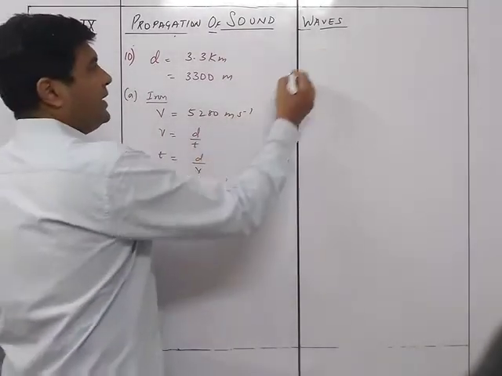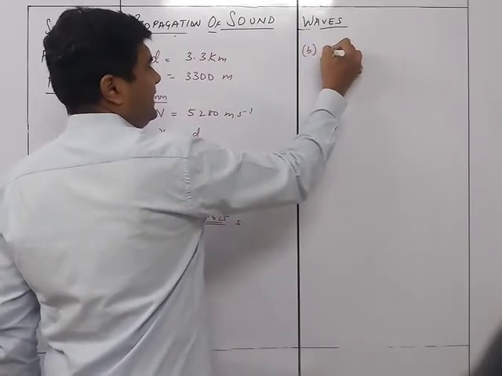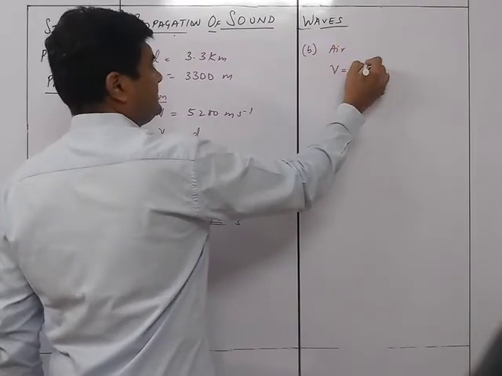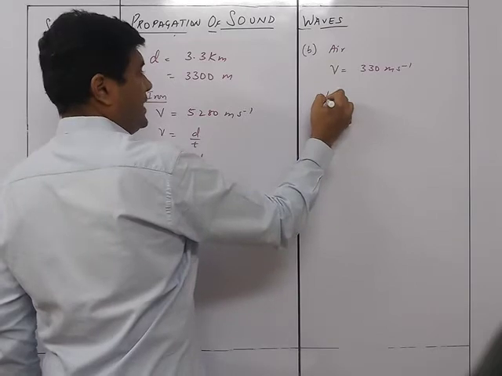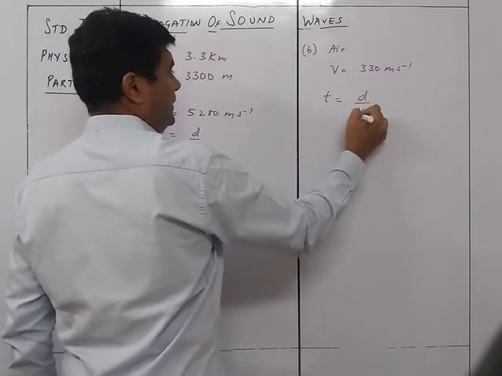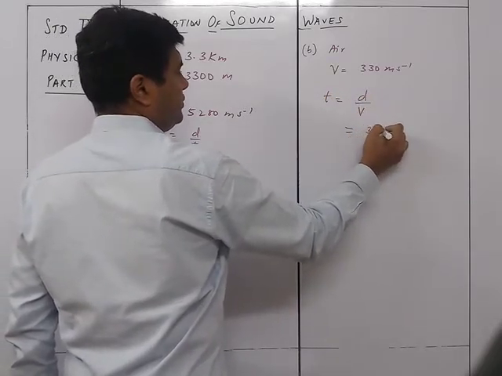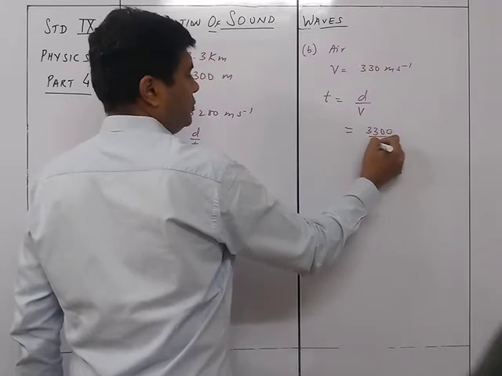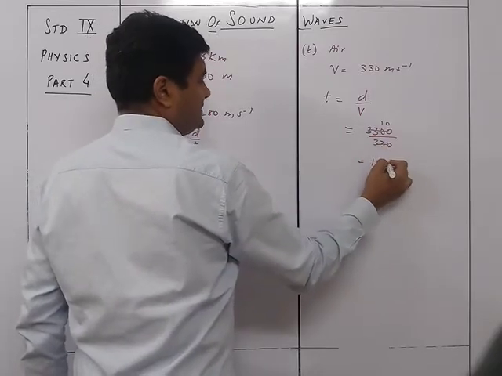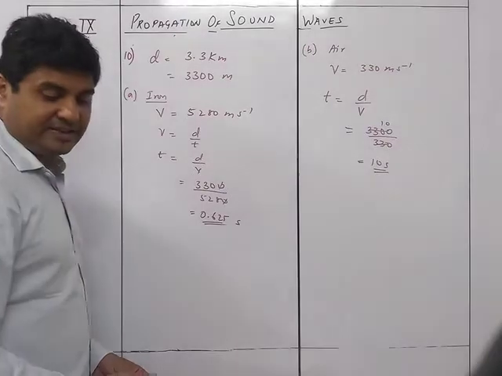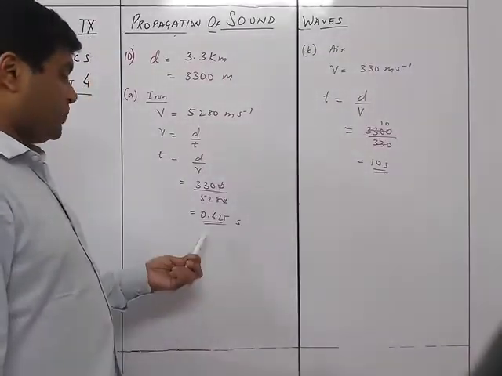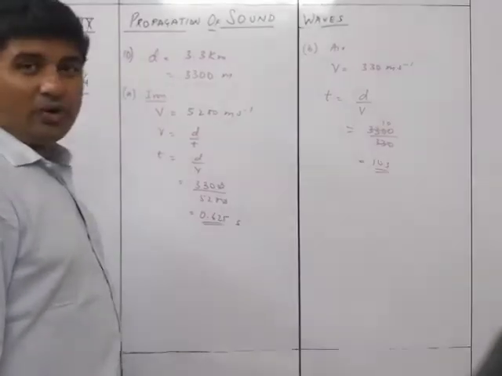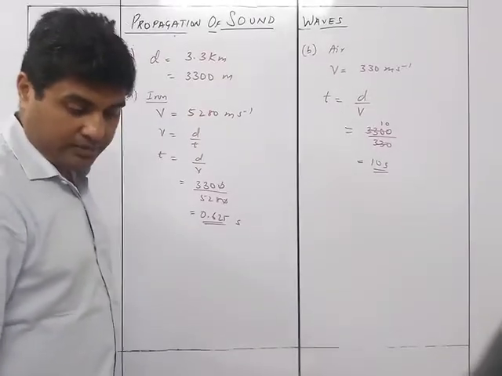On the other hand, we have the B part. The B part is air, whose velocity is 330 meters per second. Therefore, the time period is equal to d upon v, which is 3300 upon 330. That is going to give you 10 seconds. So it is going to take 10 seconds for the sound to travel in air, whereas it is going to take 0.625 seconds to travel in solid, that is iron.